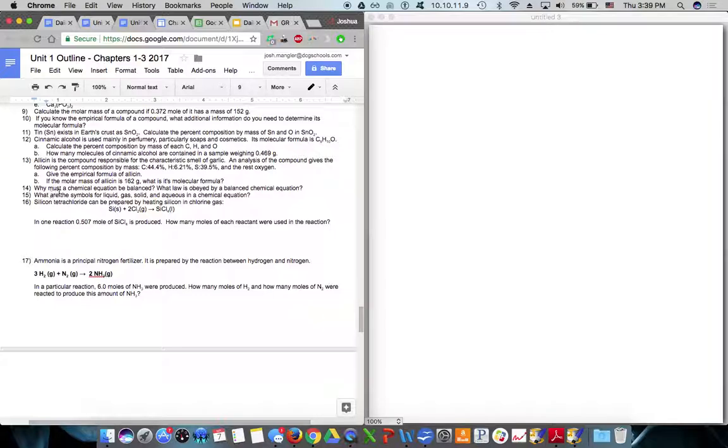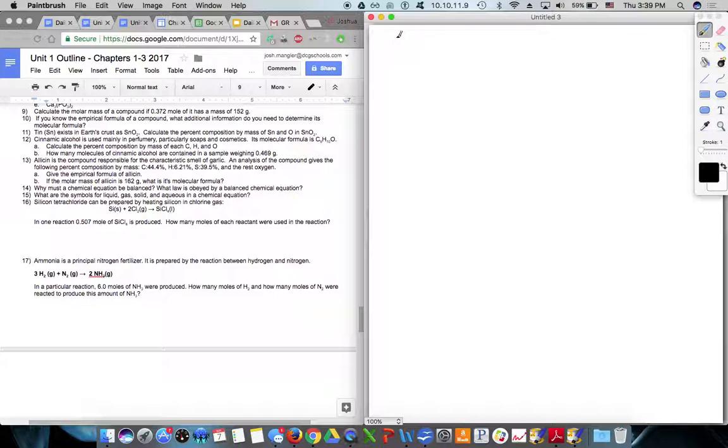So let's see. Why must a chemical reaction be balanced? That is because it obeys the law of conservation of mass. So if we want to do an example here, number 14, we could do the simple combustion of hydrogen plus oxygen makes water. The law of conservation of mass says that we can't create and we can't destroy matter. So if we look at how many hydrogens we have on the reactant side, we have to have the same number on the product side. 2 and 2, we're good.